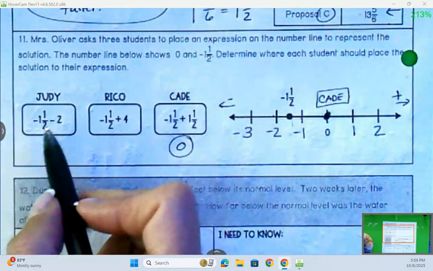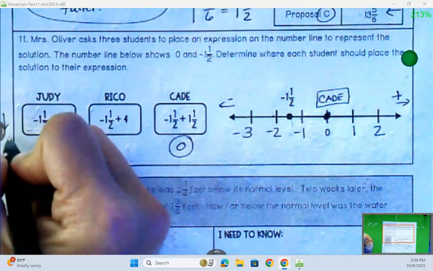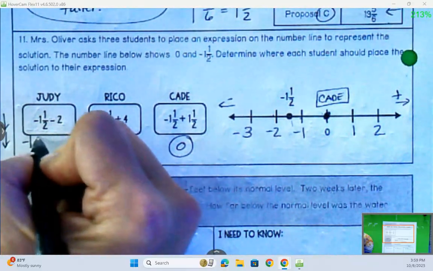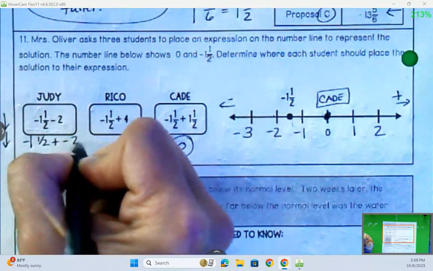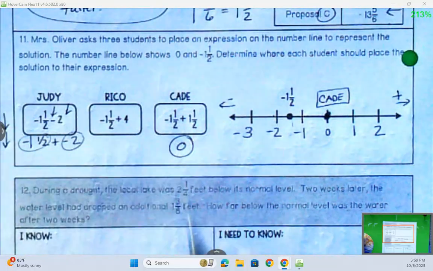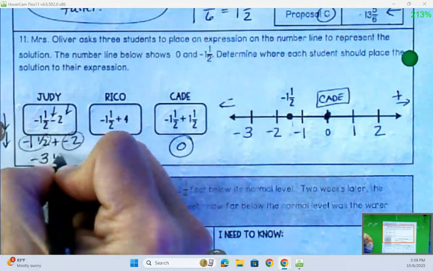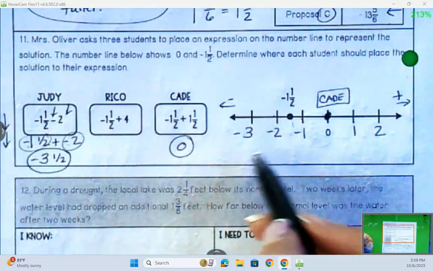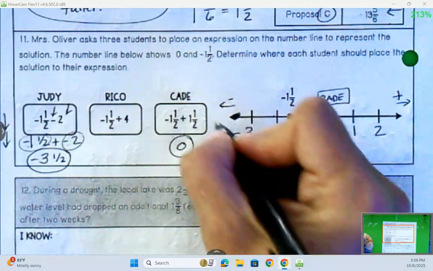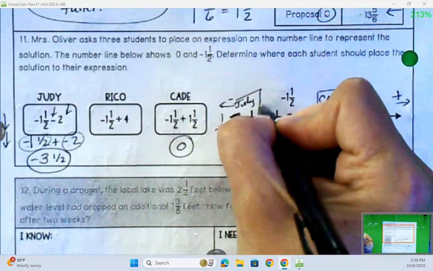It says Judy has negative 1.5 minus 2. So we're going down 1.5 and going down 2 more. If I rewrote this, this would be negative 1.5 plus negative 2, adding the opposite. So we know negatives plus negatives is a whole lot of negative. Negative 1.5 plus negative 2 is altogether negative 3.5. So for Judy, negative 3 is right here. So negative 3.5 is halfway between that and a negative 4. So Judy is over here on our number line.